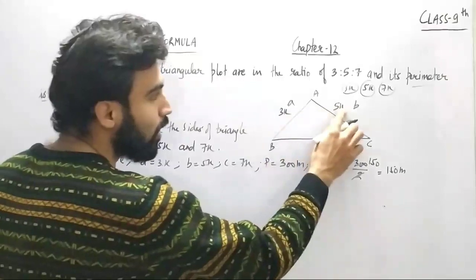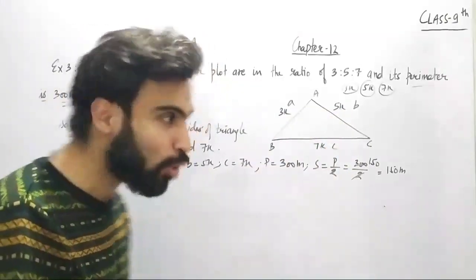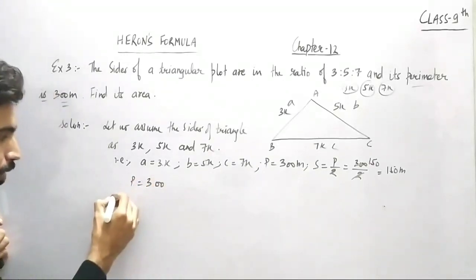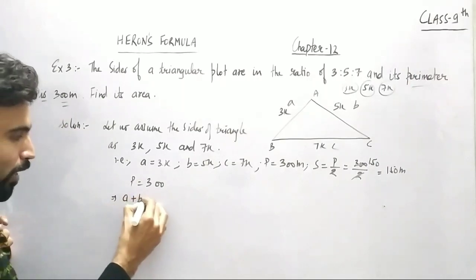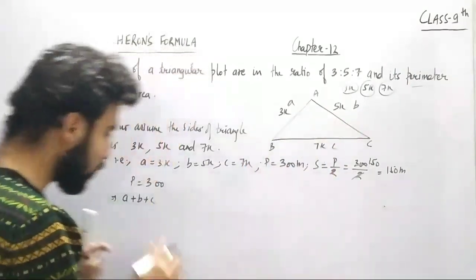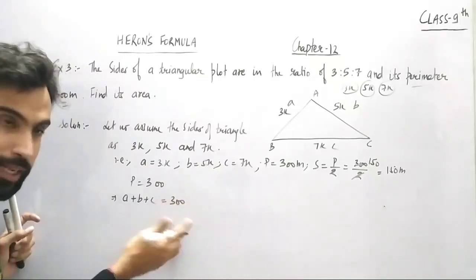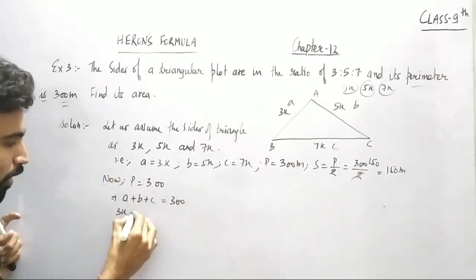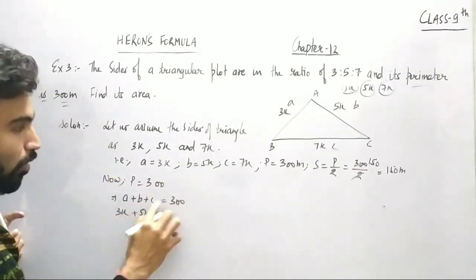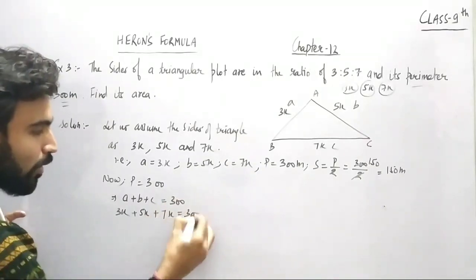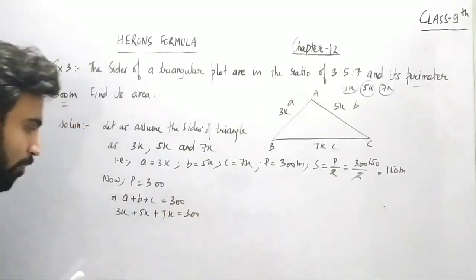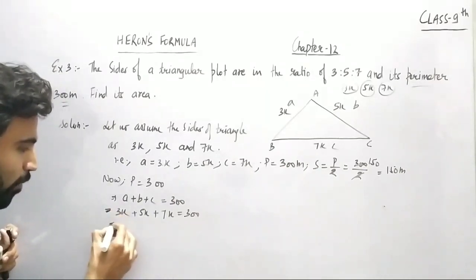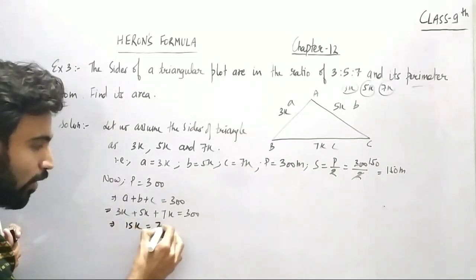I know that the sum of the three sides is the perimeter, which we already know. So let me write that the perimeter is given to us as 300. Now we know that the perimeter is a plus b plus c, the sum of the three sides. So that will be equal to 300. The value of a is 3x, plus b is 5x, and c is 7x, equal to 300. Now 3 plus 5 is 8, 8 plus 7 is 15.